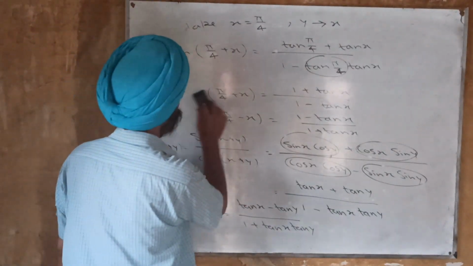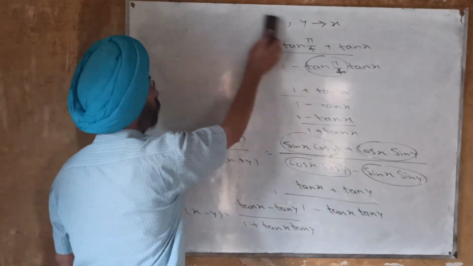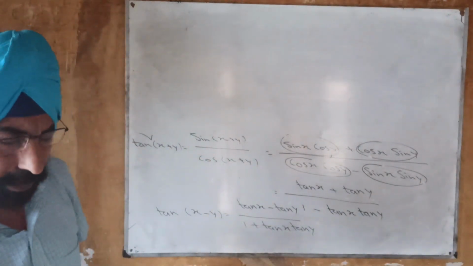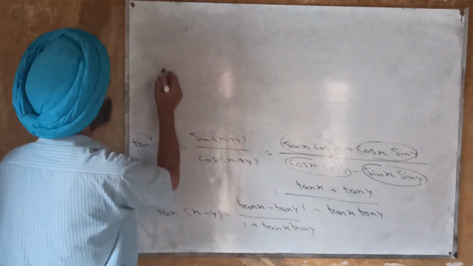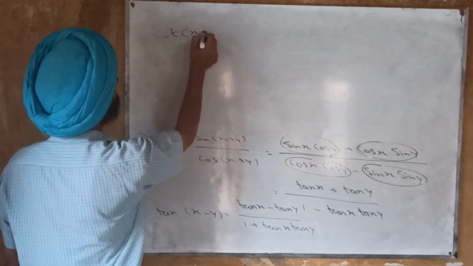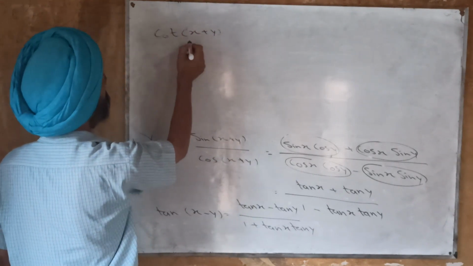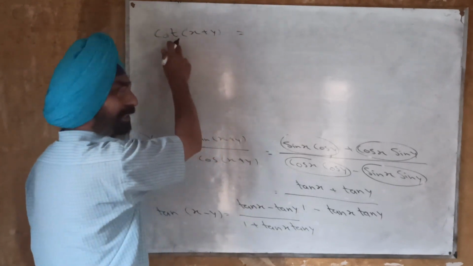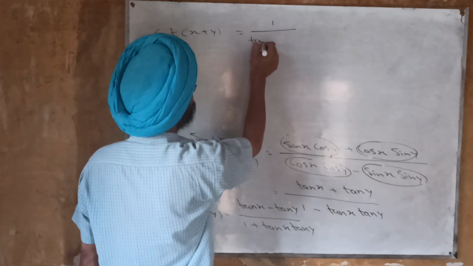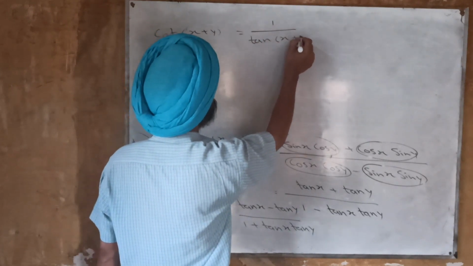Now we move on to some results of cotangent for the sum and difference formulas. So first of all, I am taking cot(x + y). Cot is the reciprocal of tan, so you will get 1 upon tan(x + y).